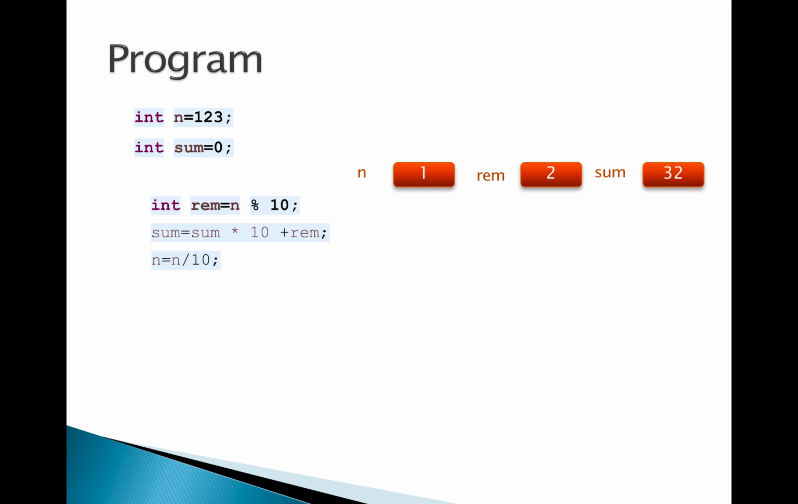Now you do this step again, calculate the remainder. Now it will be 1 and sum is equal to sum into 10. What is current sum is 32. 32 into 10 is 320. 320 will be added to the remainder 1, which is going to make it 321, and then you reduce your n to 0. So you are going to stop this process here.